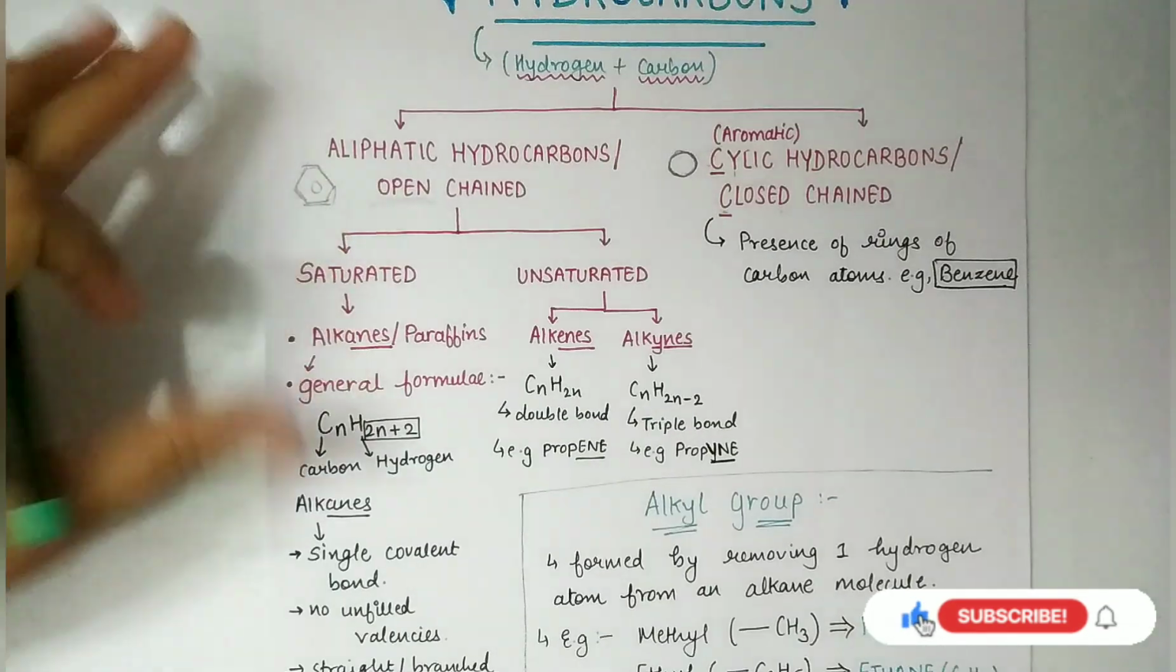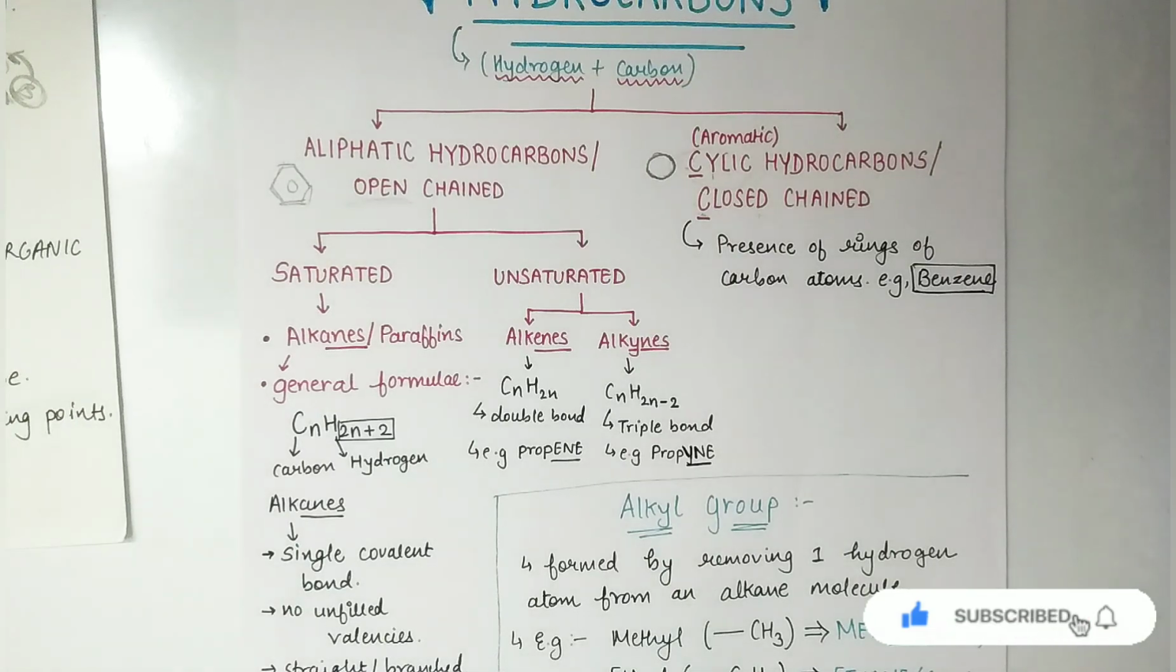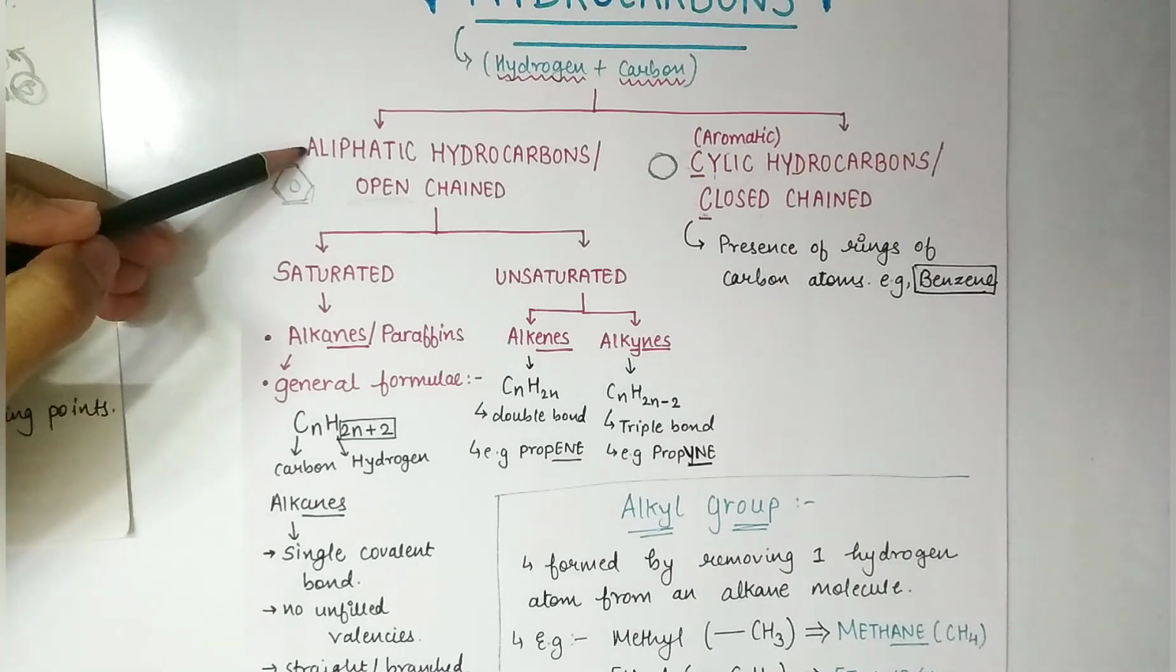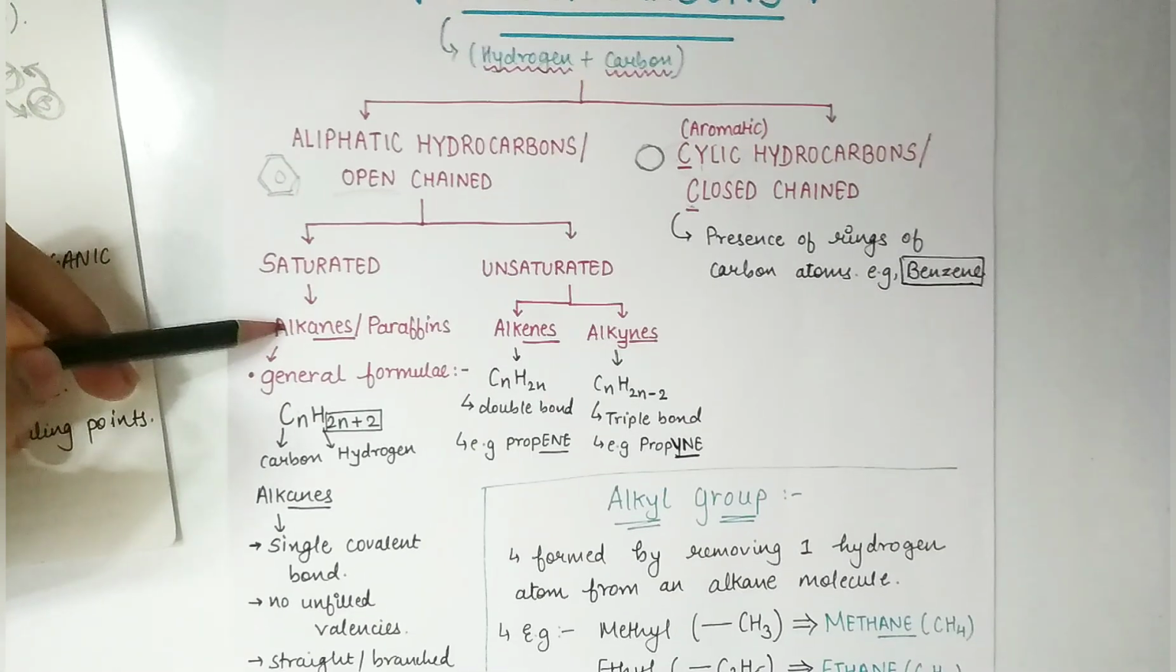Now let's move on to the main part, that is aliphatic hydrocarbons. So what are aliphatic hydrocarbons? Basically, they are open chain hydrocarbons which are not forming a closed figure. Aliphatic hydrocarbons are also classified into two types: saturated and unsaturated. Saturated includes alkanes, which are also known as paraffins.